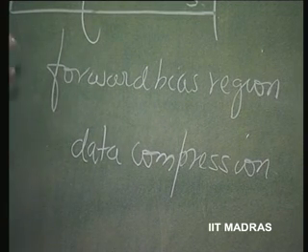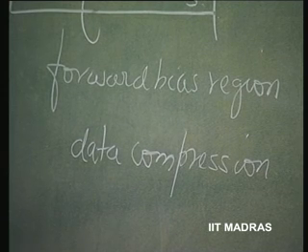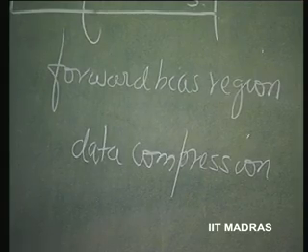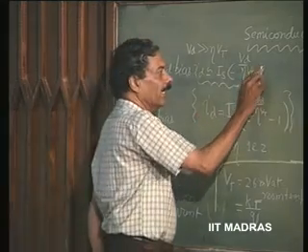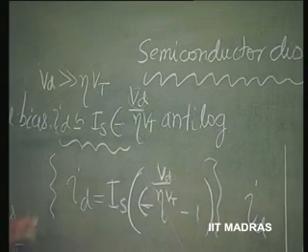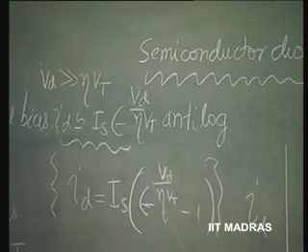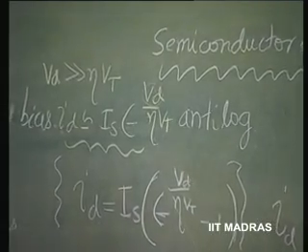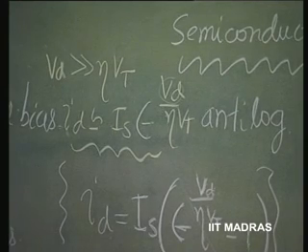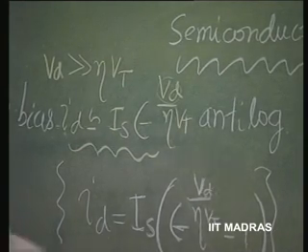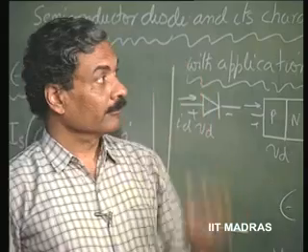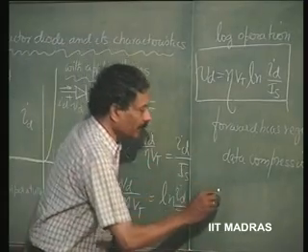After doing data compression and then processing the signal, you would like to bring back the data to its original state. That can be done by the anti-log operation, which is ID equal to Is exponent Vd by eta Vt. This is nothing but anti-log operation. So, log and anti-log operations can be easily performed by this famous element, the semiconductor diode. It is one of the most important applications of the semiconductor diode. Next, let us look at this. Vd is equal to eta Vt log Id by Is. Vt is nothing but KT over Q.